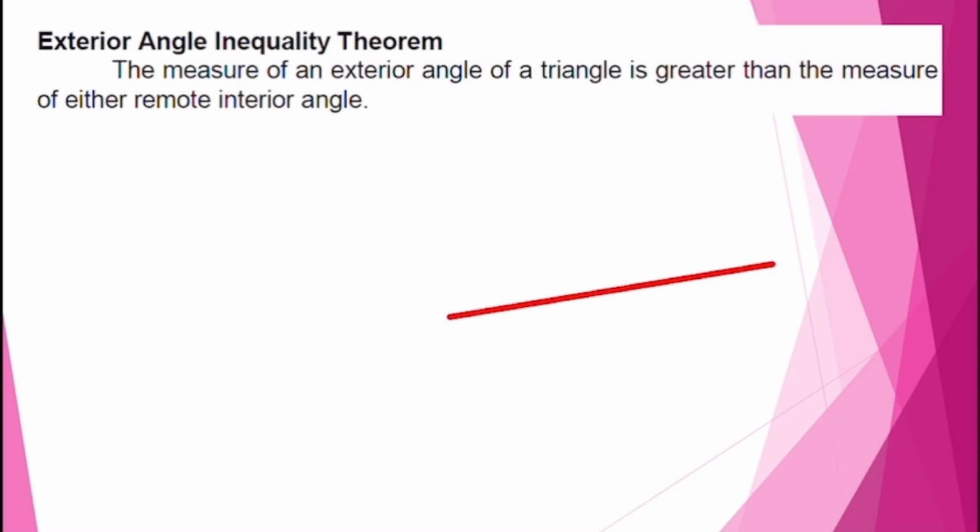Let's proceed to the exterior angle inequality theorem. The measure of an exterior angle of a triangle is greater than the measure of either remote interior angle.